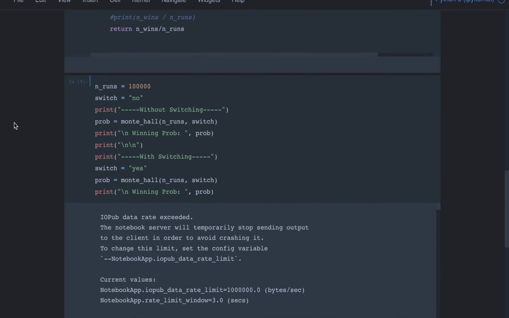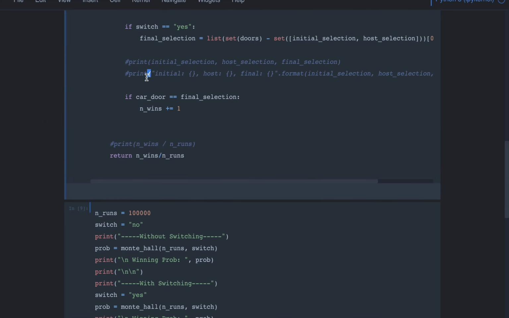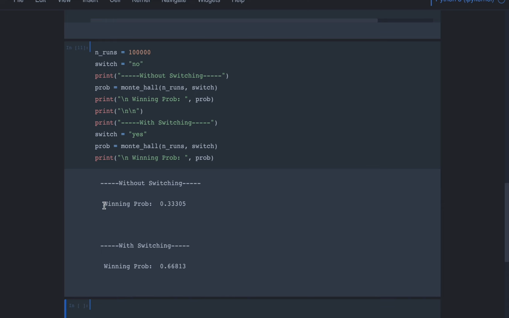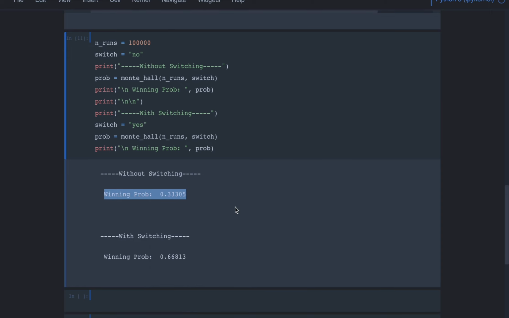Oh, sorry. So let me run this function. Now we'll see. Okay, so if we stick with our initial option, as you know, it's a straightforward problem. The probability of winning is 1/3 because there are 3 doors and the car is likely to be behind any one of the 3 doors. So the probability of winning is 1/3 if we don't make a switch.